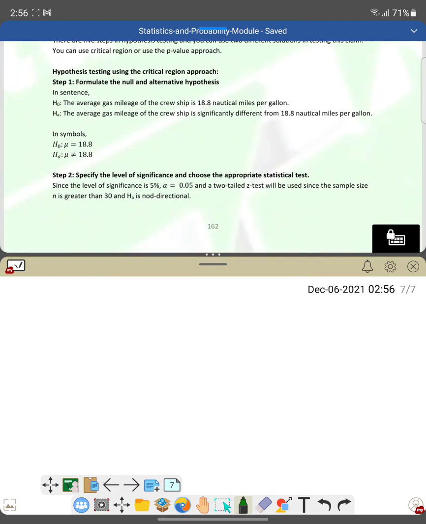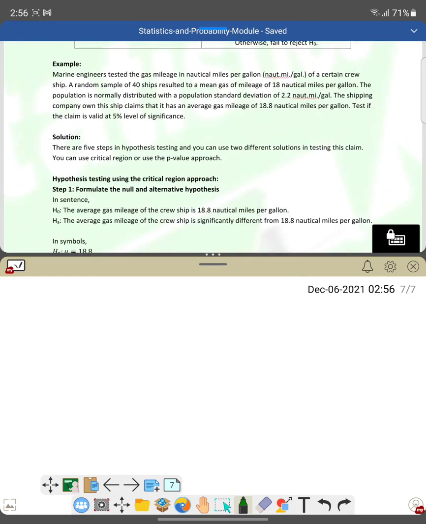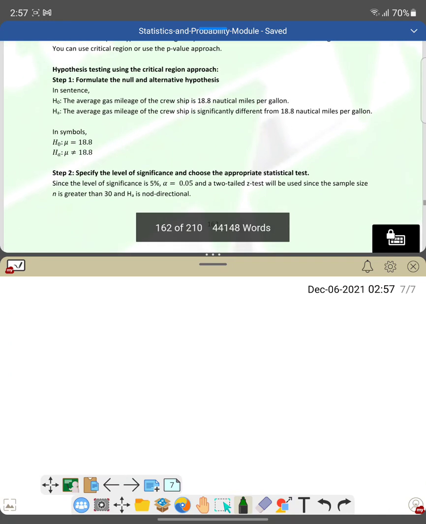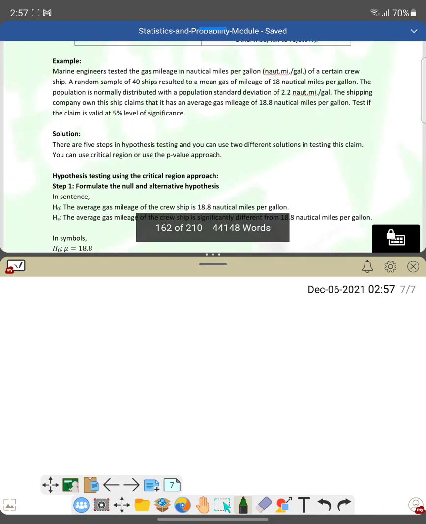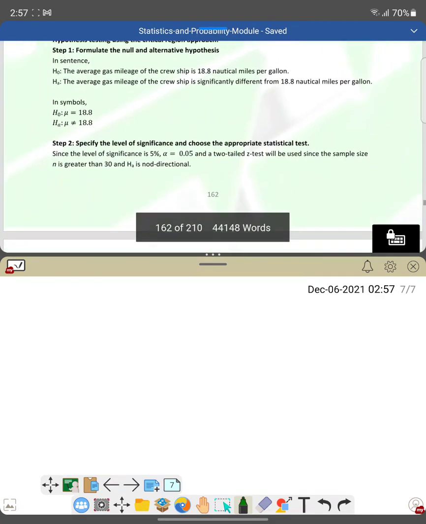Since the level of significance is 5%, that means alpha is 0.05. The two-tailed test will be used, since the sample size n is greater than 30. We indicated above that we have 40 ships, which is greater than 30. So your alternative hypothesis is non-directional, of course, because we need to know if the claim is true or false.